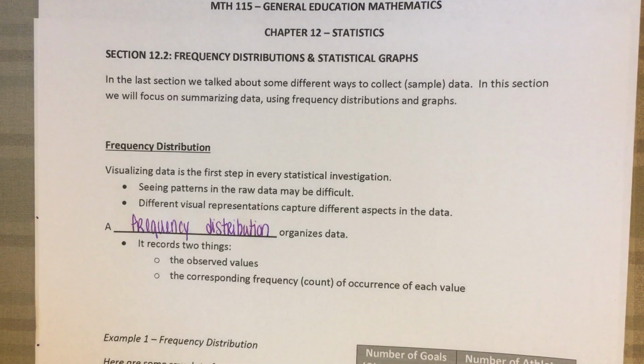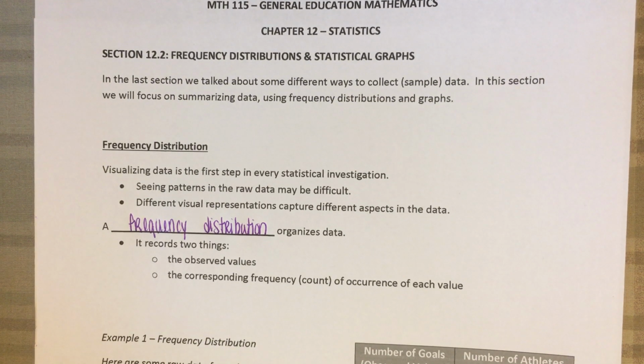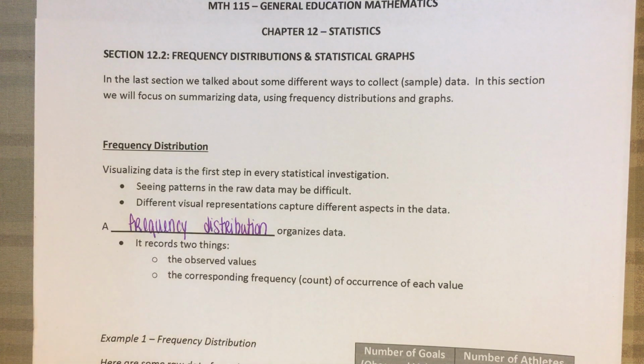A frequency distribution organizes our data. It records and gives us two things. As we're looking at these, we're going to see two different columns: our observed values and then the corresponding frequency, or count of the occurrence, of each value.